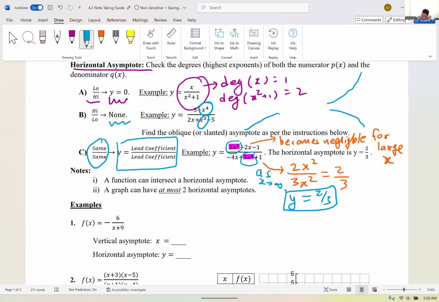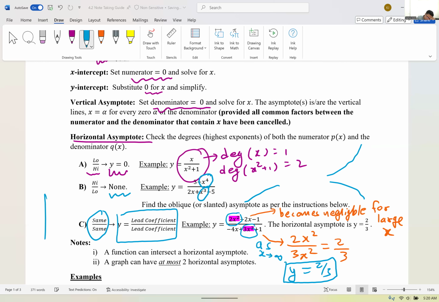All right. So some notes here, a function can intersect a horizontal asymptote. I'll draw a graph to illustrate that. When we say asymptote, normally we don't touch that asymptote, right? We get closer and closer to it. But in the case of horizontal asymptote, suppose this is your horizontal asymptote. And it can happen that your graph, let's say I'm just drawing one situation, could be like this.